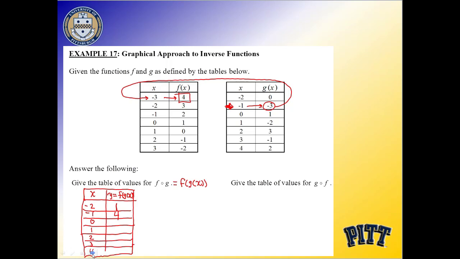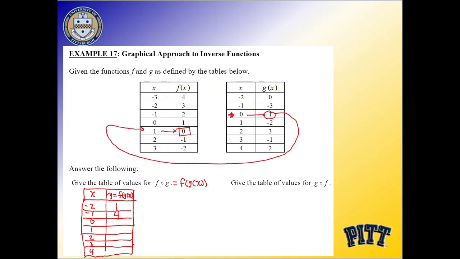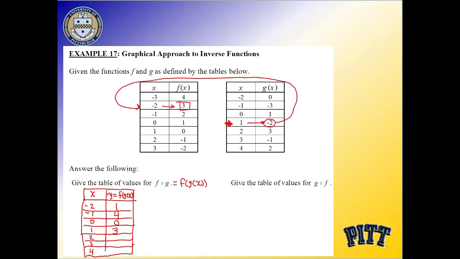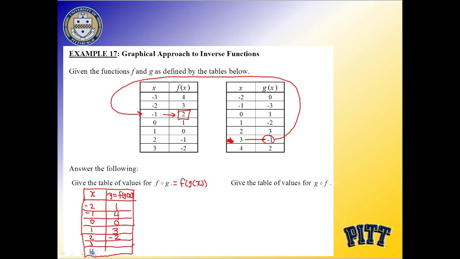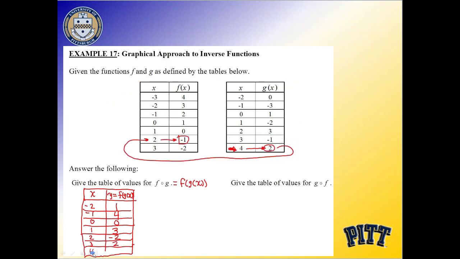For 0, 0 is going to become 1. That 1 becomes a 0 when I plug it into the other function, so it's going to be 0. The 1 goes to -2 in g of x. That -2 is then plugged into f of x, and it's going to produce a 3. And so forth and so on. You get the idea of how we're moving about this, hopefully. So that's my table of values.